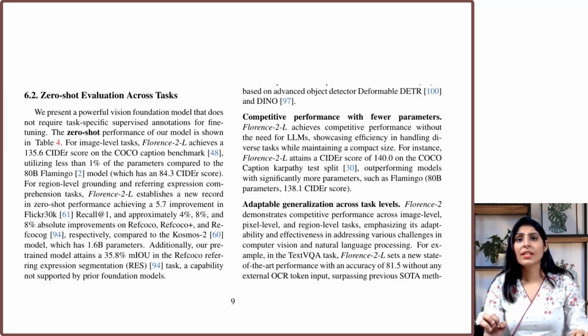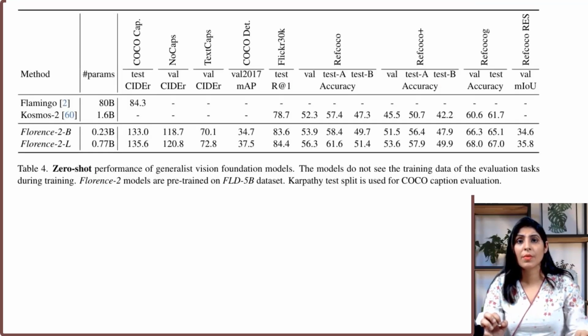And here we can see the key achievements also over here, right? In table number 4, for image level tasks like COCO caption, Florence-2 achieves a CIDEr score of 135.6 on the COCO caption benchmark. This score is noteworthy because it surpasses the performance of the Flamingo 80 billion model, which achieved an 84.3 CIDEr score.